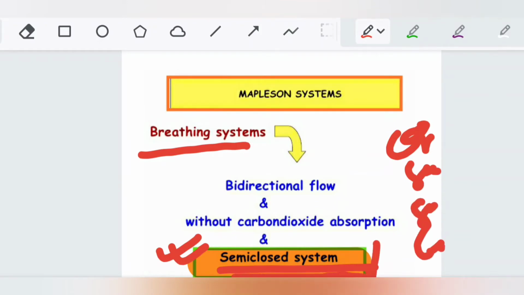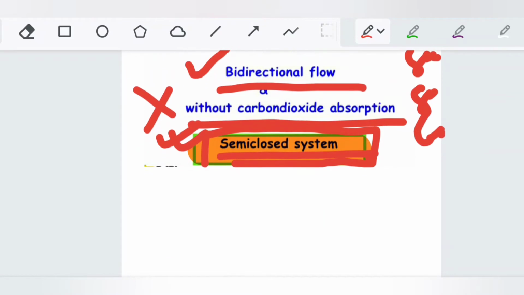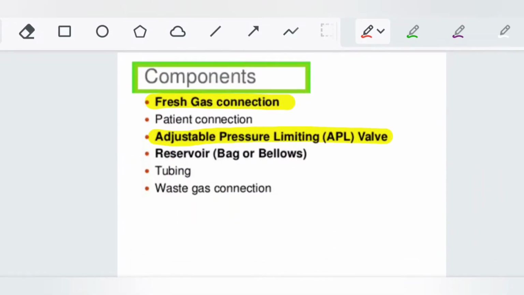So these Mapleson circuits will fall under semi-closed. They will have bidirectional flow of gases, and there won't be any CO2 absorption facility, right? So let's see the components of the Mapleson circuits. Here there will be a fresh gas inlet or fresh gas connection.